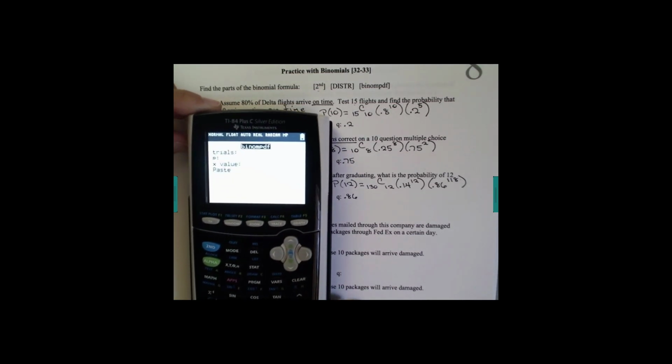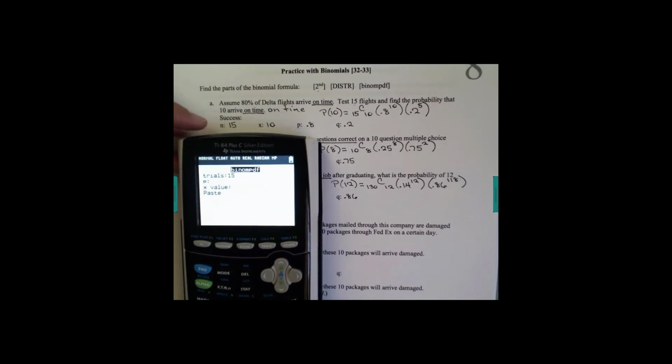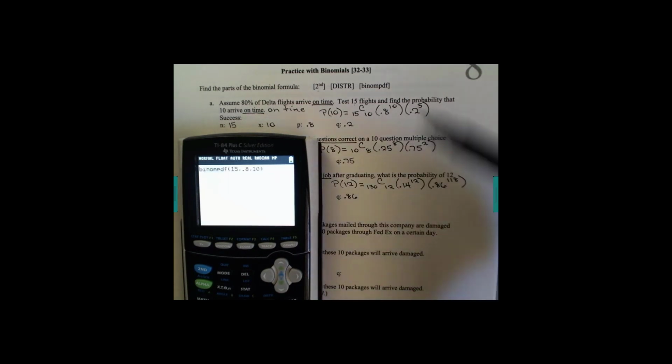Now, mine comes up with a little menu, and it asks me certain values. It asks me the number of trials that I have. Well, that's really the value for n, isn't it? I have 15 trials here. And then it says, what's the value for p? I'm doing this first problem, so the value for p is going to be 0.8. And then it asks me for the x value. How many successes am I interested in? 10. That's all it needs to know. It can calculate Q for you, and it knows how to do the combinations. So that's all I really have to have. And I will go down here and paste it.